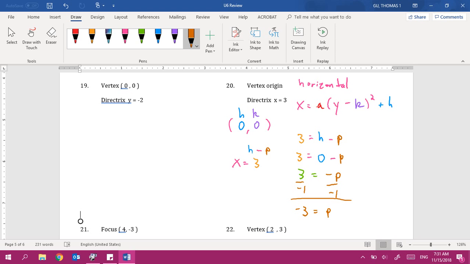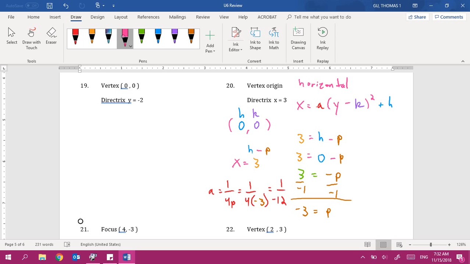And what was the whole point of finding p? Why do we even want to find p? To find your a, that's right. Because a always equals 1 over 4p. So it's going to be 1 over 4 times negative 3, which is 1 over negative 12.